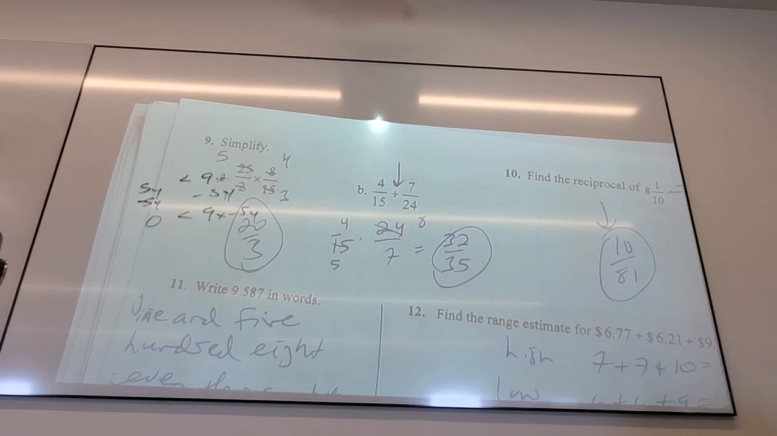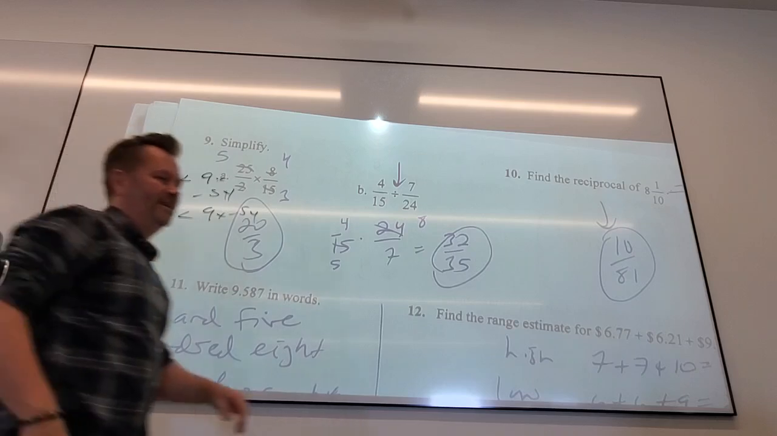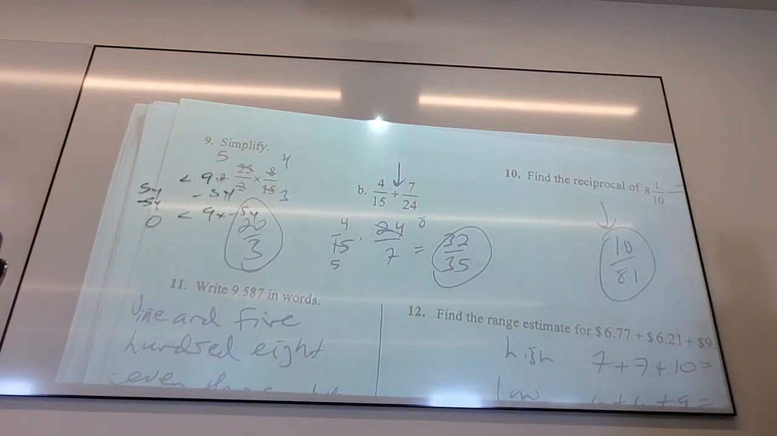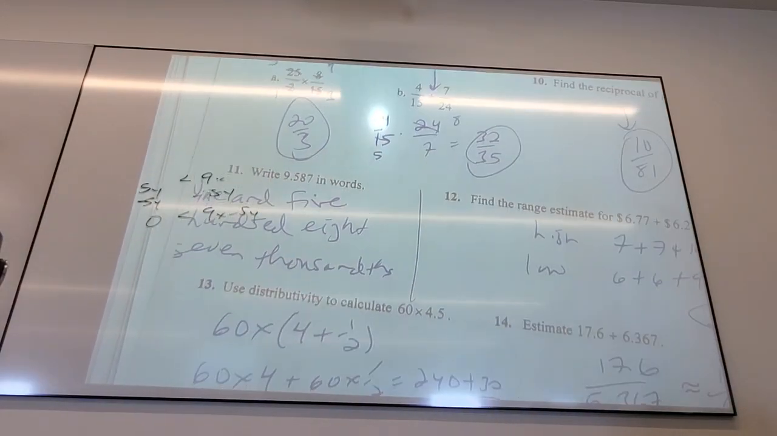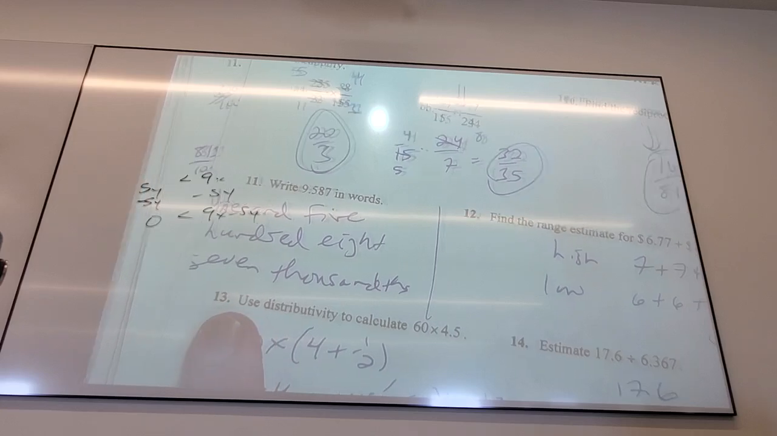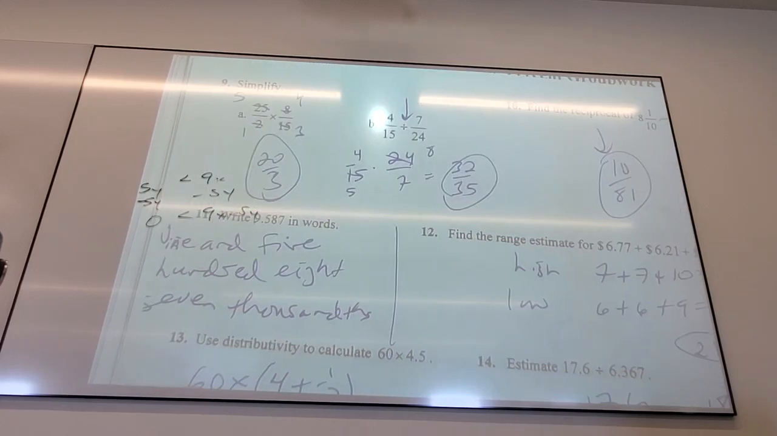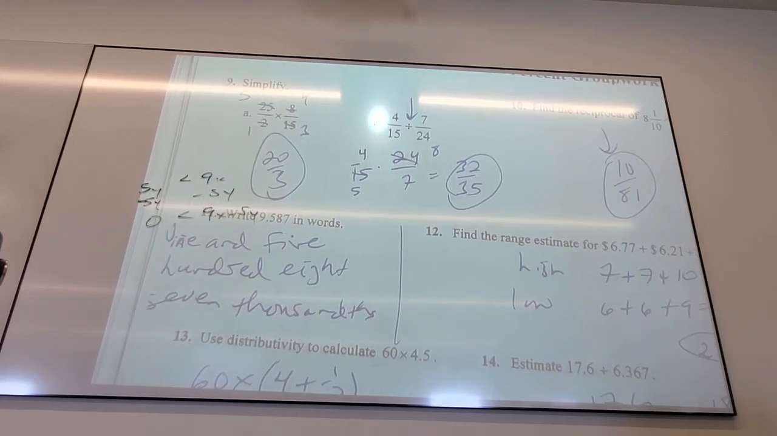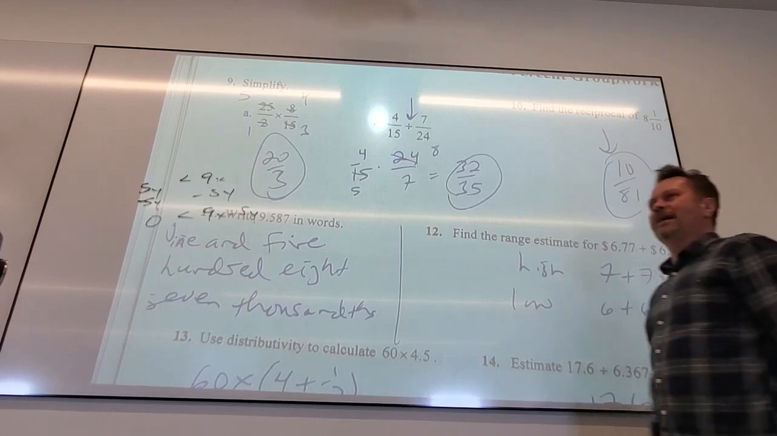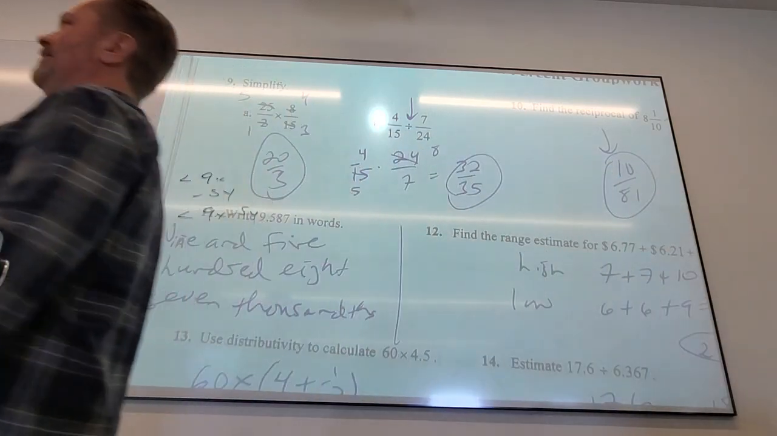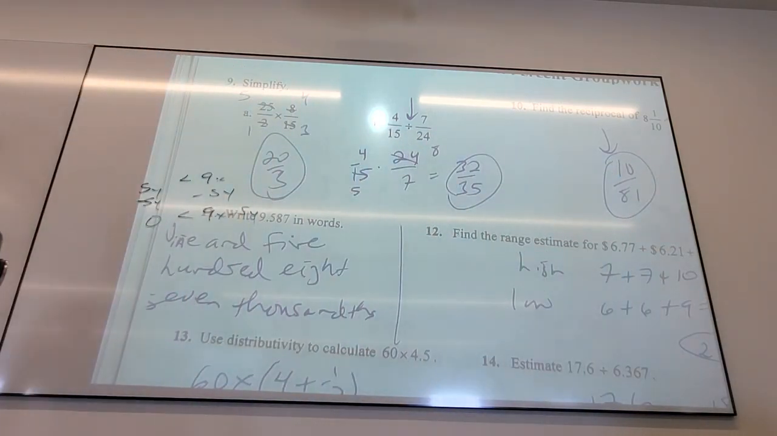You have to mark down if you say point instead of and. Yes. 20 points. What about the decimal thing? Put dot and see how that goes. Period. 9.587.